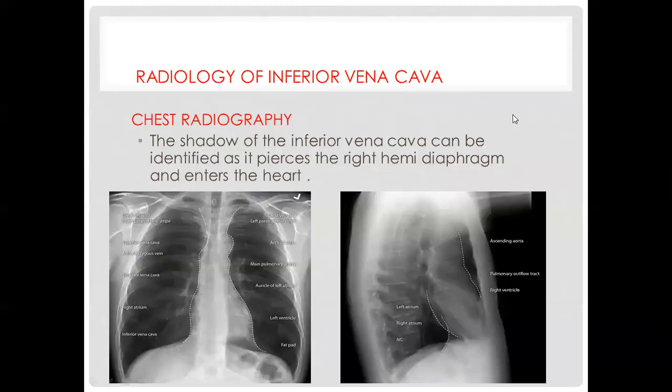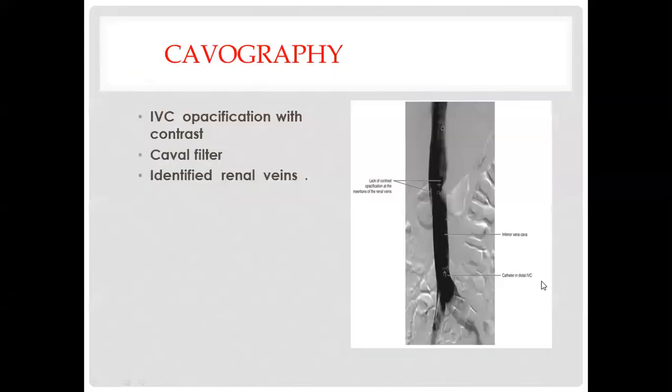Radiology of the IVC. Chest radiography is of limited value in the examination of the inferior vena cava. It may be just visible in the right cardiophrenic angle and also on the left side. The cavogram is one important modality in the examination of the inferior vena cava.